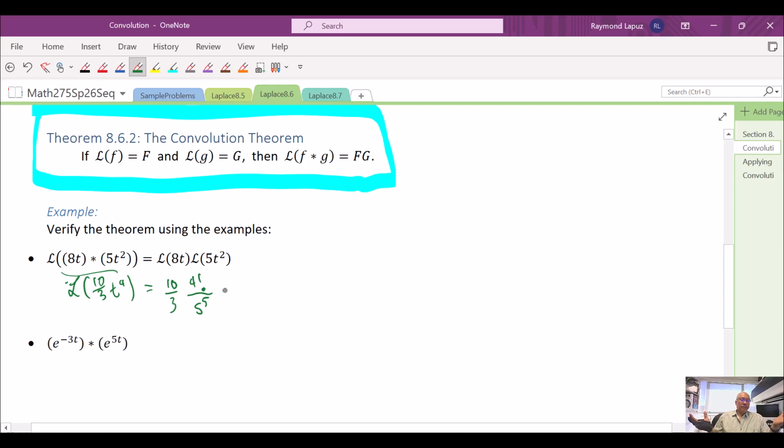Can leave it like that. Sure, I mean, you could simplify. I think the 3's cancel and stuff like that. So we'll just leave it like that for now. And let's do this one. Let's take the Laplace transform of each of them.